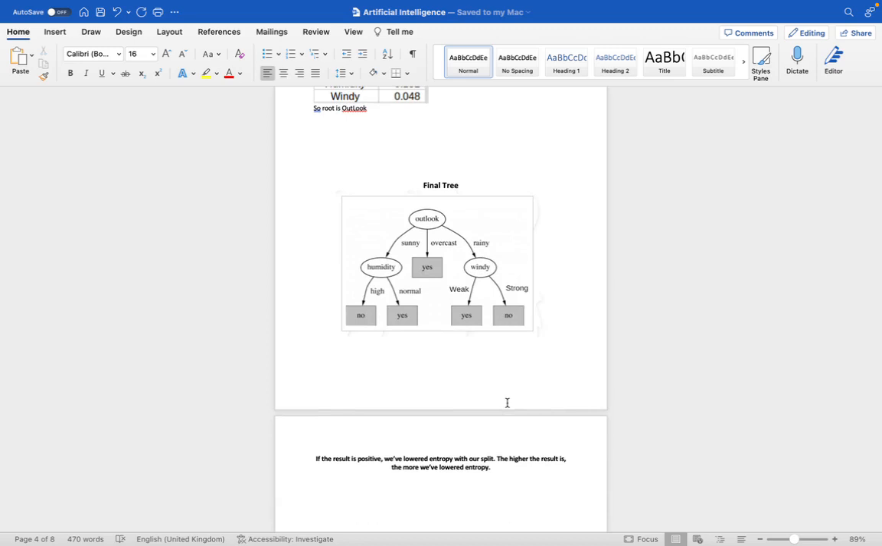This is just general theory, so no need to worry about it. We are not going to give any kind of paper test or result, but this is just a basic overview of how a decision tree works and what decision trees actually are. In simple wording, if the result is positive, we lowered entropy with our split. The higher the result, the more we lowered entropy. So this is just the concept.